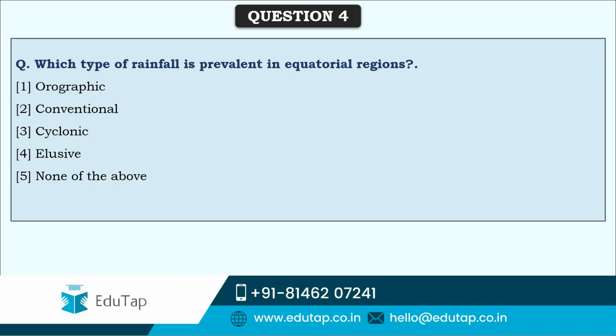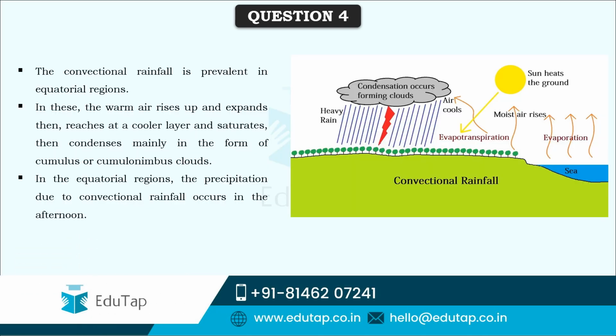So friends, next comes the question: which type of rainfall is prevalent in equatorial regions? Friends, in equatorial regions, the type of rainfall that is mostly prevalent is convectional. So friends, how does convectional rainfall, which is prevalent in the equatorial region, generally happen?